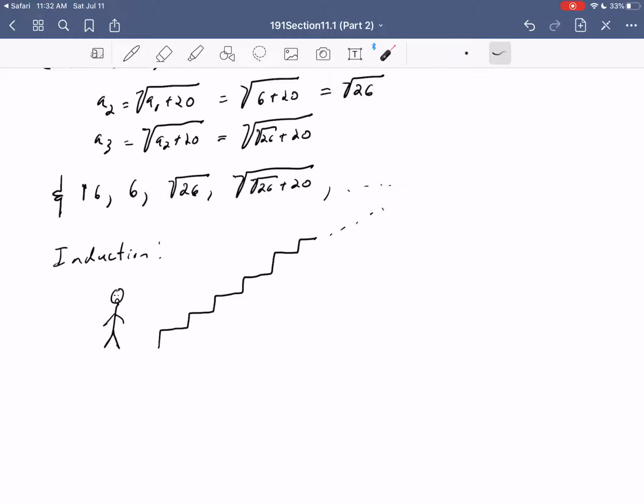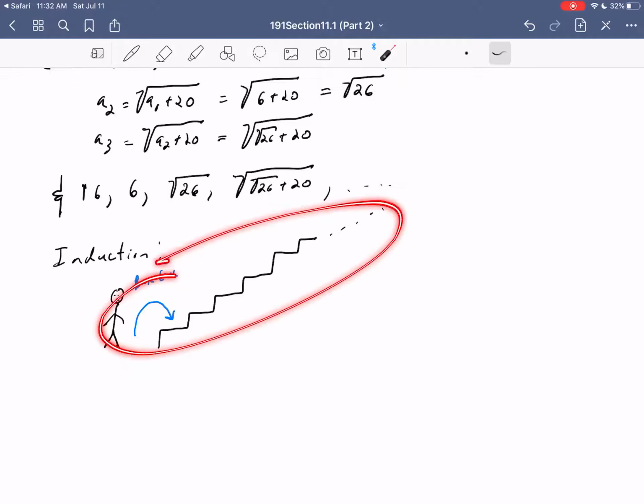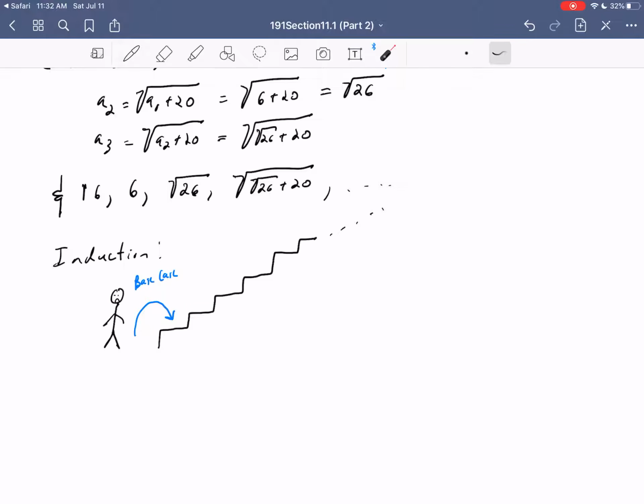So instead, induction gives us a different idea. What induction says is that there are two things we need to do. First, we're going to do what's called the base case. And the base case is going to be showing that, in our little metaphor here, you know how to step onto the staircase. So in other words, you know how to start climbing. So we call that the base case.